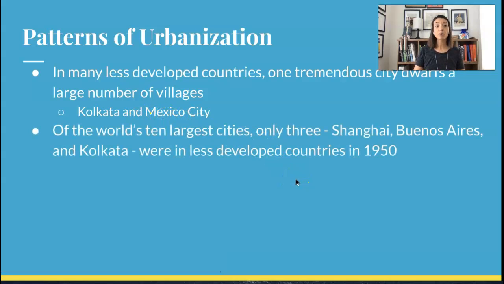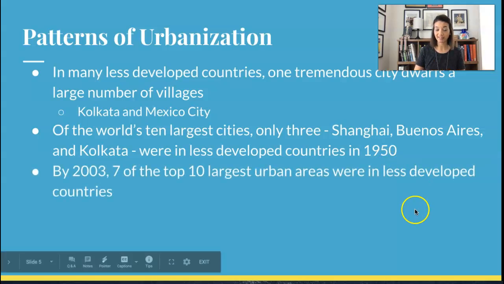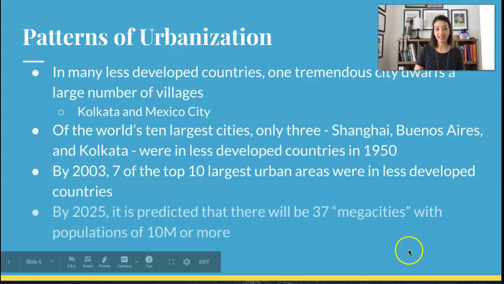Okay, of the world's 10 largest cities, only 3, Shanghai, Buenos Aires, and Calcutta, or Kolkata, were in less developed countries in 1950. Okay, here are more statistics. By 2003, 7 of the top 10 largest urban areas were in less developed countries. And by 2025, it is predicted that there will be 37 megacities with populations of 10 million or more.